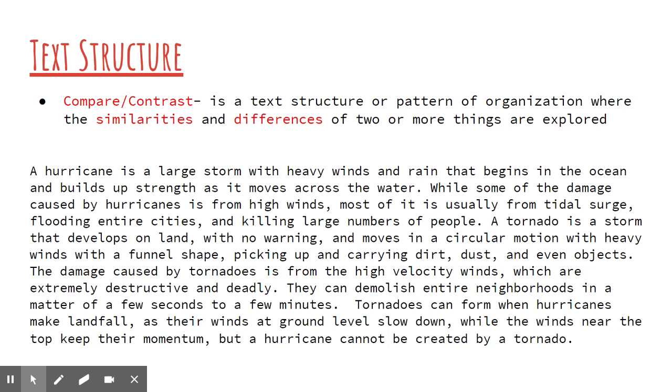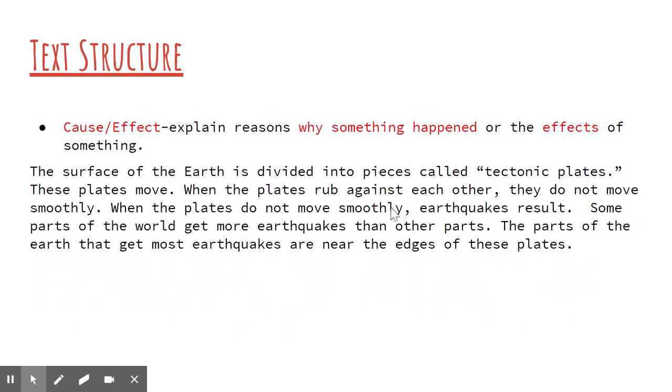So that is an example of a compare and contrast text structure. The third one is cause and effect. Okay, this explains why something happens or the effects of something.